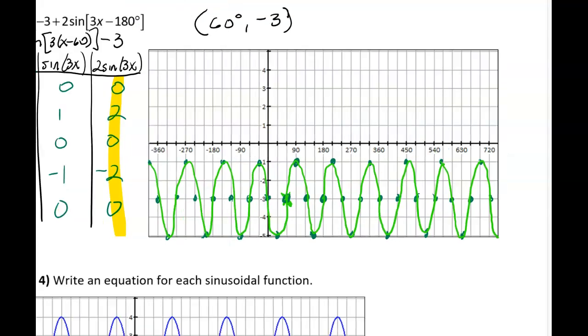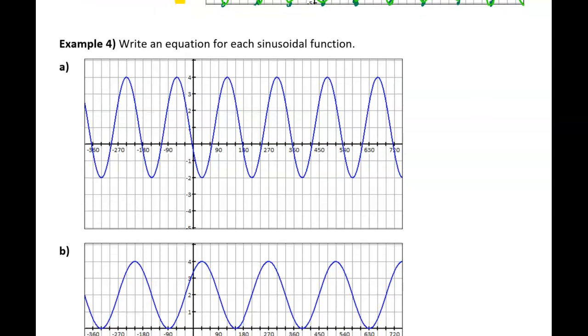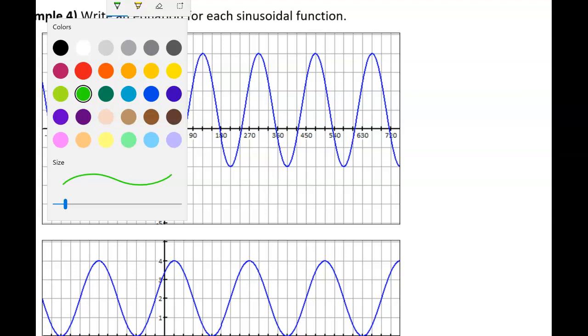All right, the last thing that we're going to do is write an equation for each sinusoidal function. So we're going to base it on some of these attributes that we've seen before. So I have some tips on this. I think it's probably easiest to write an equation for a cosine function than it is for a sine function. And the only difference between the cosine function and the sine function is going to be a phase shift. All of the other attributes are going to be the same. It's just that it's easier to identify a maximum, and that's where the cosine function starts at a maximum.